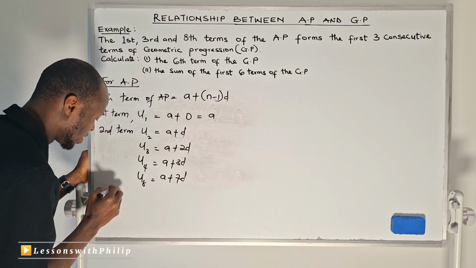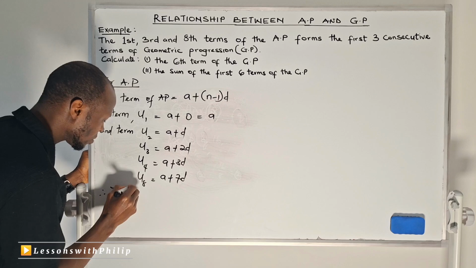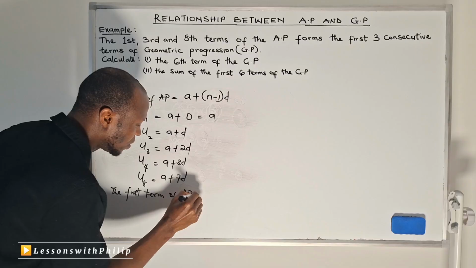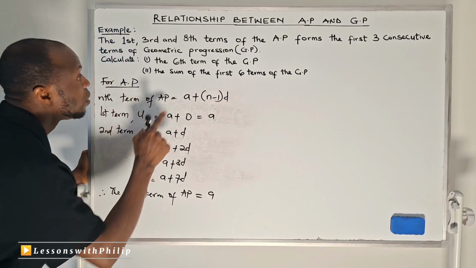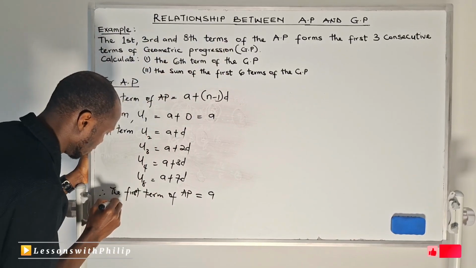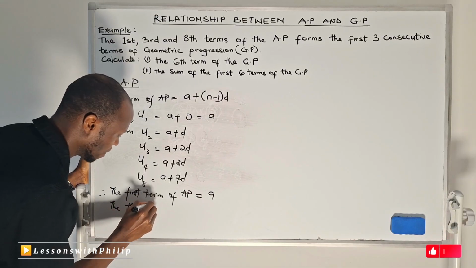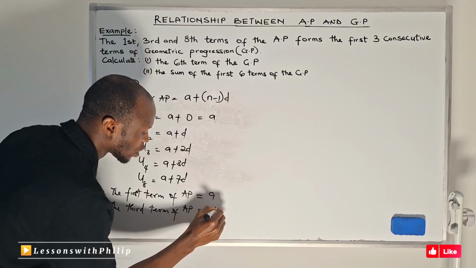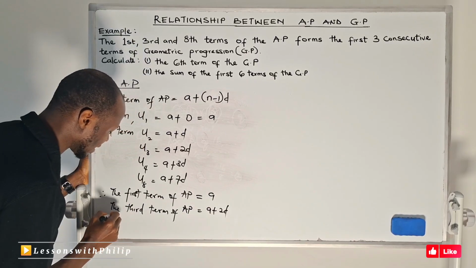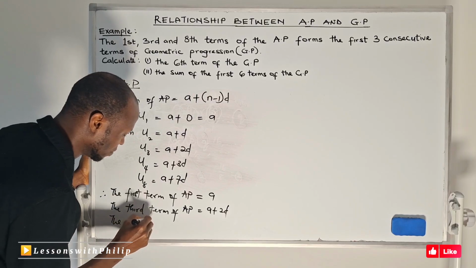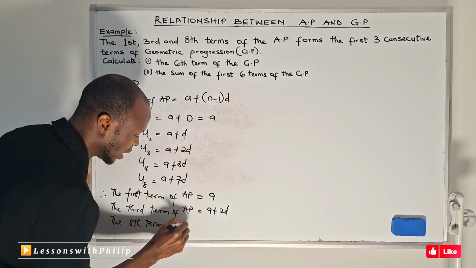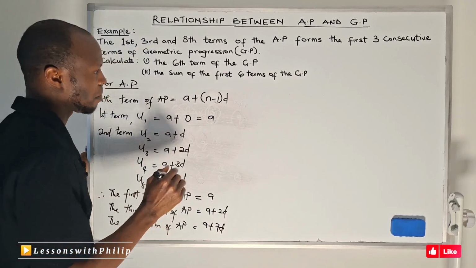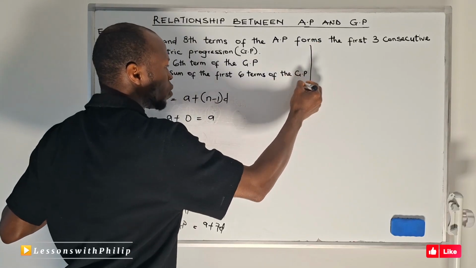Therefore, that shows that the first term of the AP will be A. The third term, just keep following, the third term of the AP will be what? A plus 2D. And the eighth term of the AP will be equal to what? A plus 7D. Do you get it now? Perfect. Now we can continue.